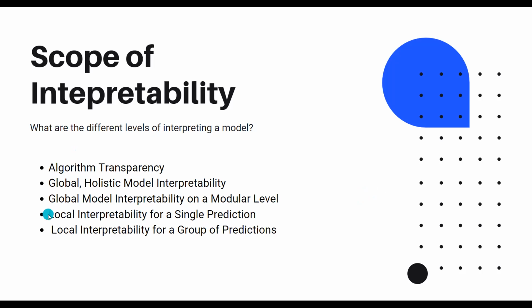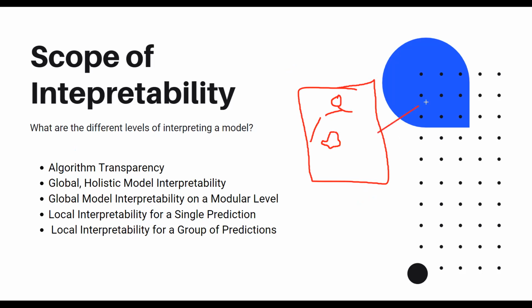Now, let's go back and see the local interpretability for a single prediction part. So why did the model make a certain prediction for a certain instance? Again, we go back to the example of the cancer patient. For example, this is the human being's 3D scan, and here we can see in his 3D scan, there is some cancer. So let's say our model classified him as cancerous.